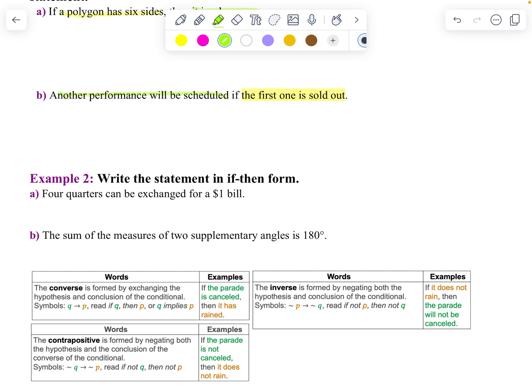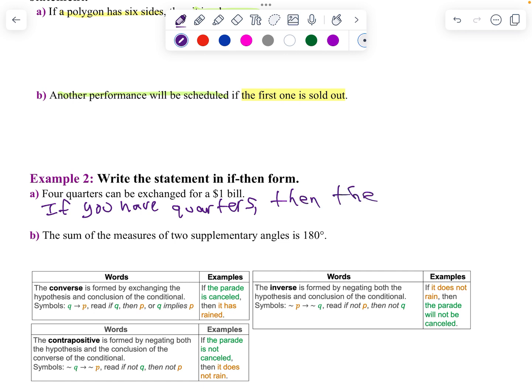Now I'm going to write letter A in if-then form on example 2. 4 quarters will be or can be exchanged for $1. So I would say if, I have to throw a pronoun in here, if you have 4 quarters, could be any pronoun, could be I, then they can be exchanged for $1.